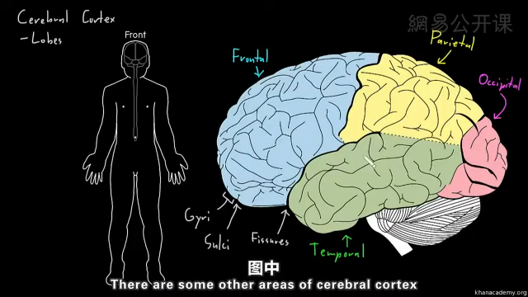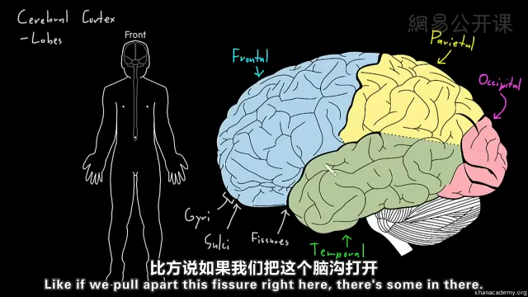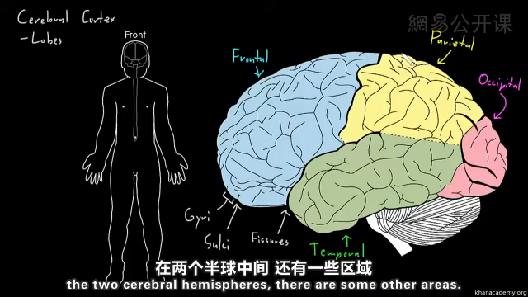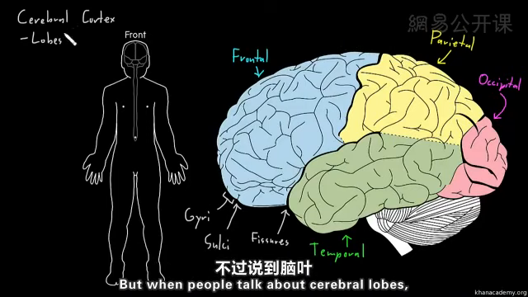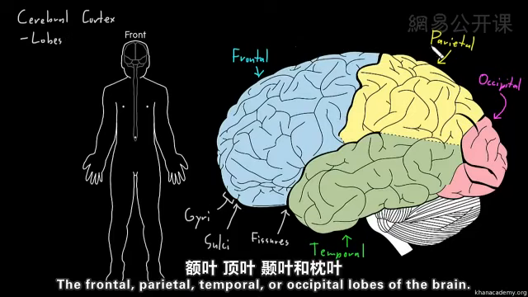There are some other areas of cerebral cortex that we can't see with this illustration. Like if we pull apart this fissure right here, there's some in there. And on the other side, on the side in between the two cerebral hemispheres, are some other areas. But when people talk about cerebral lobes, they're usually referring to one of these four: the frontal, parietal, temporal, or occipital lobes of the brain.